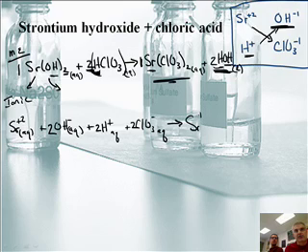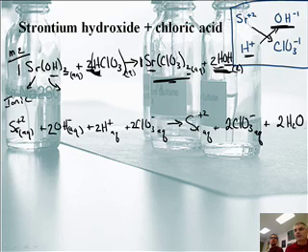So there'll be Sr plus 2 aqueous plus 2 ClO3 negative aqueous. All right, that's because of this 2 right here. Plus 2, and I'll just say H2O liquid. That's the ionic equation. Yep. Done. Or the complete ionic equation.